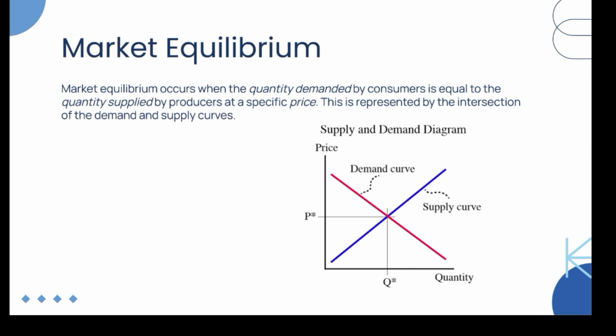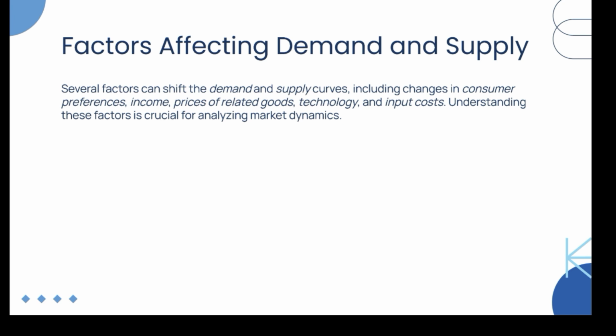There can be shortage of demand and excess of demand, and there can be shortage of supply and excess of supply. In that case there will be other alternatives taken by producers as well as consumers. Factors affecting the demand and supply. As I told you, there can be excess or shortage of demand and supply. The excess and shortage is caused by many factors. So the factors affecting demand and supply, we will talk about here.